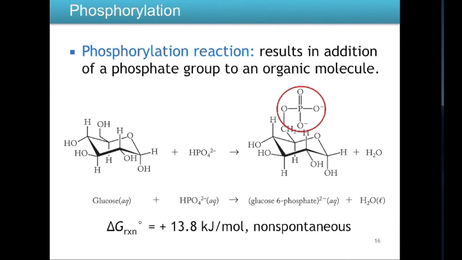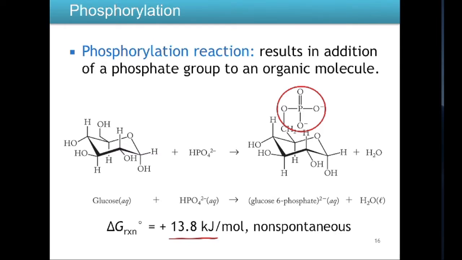So the first part of glycolysis is called the phosphorylation reaction, and that results in the addition of a phosphate group to an organic molecule. The phosphate group is the one that is circled in red, and it is added to the glucose molecule. Now this particular process has a delta G of reaction of 13.8 kilojoules per mole. So that is a non-spontaneous process because delta G of the reaction is greater than 0.